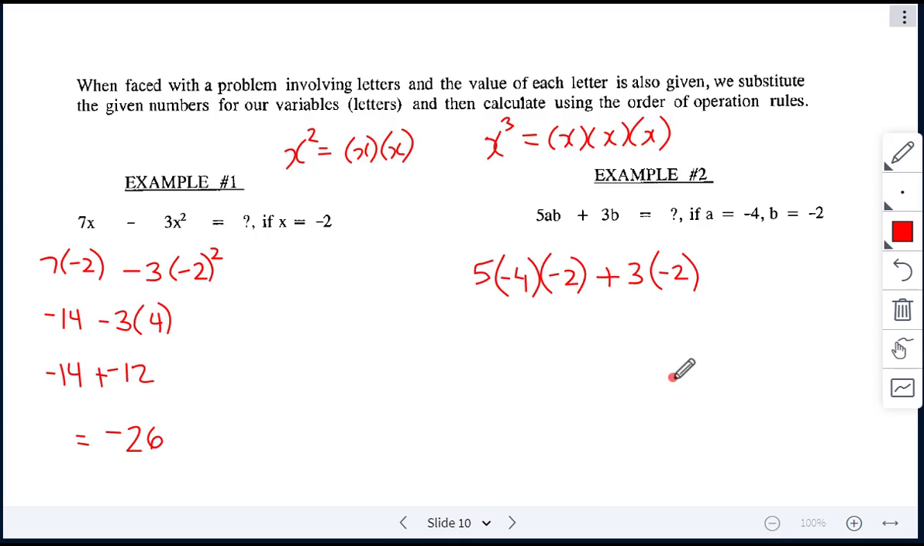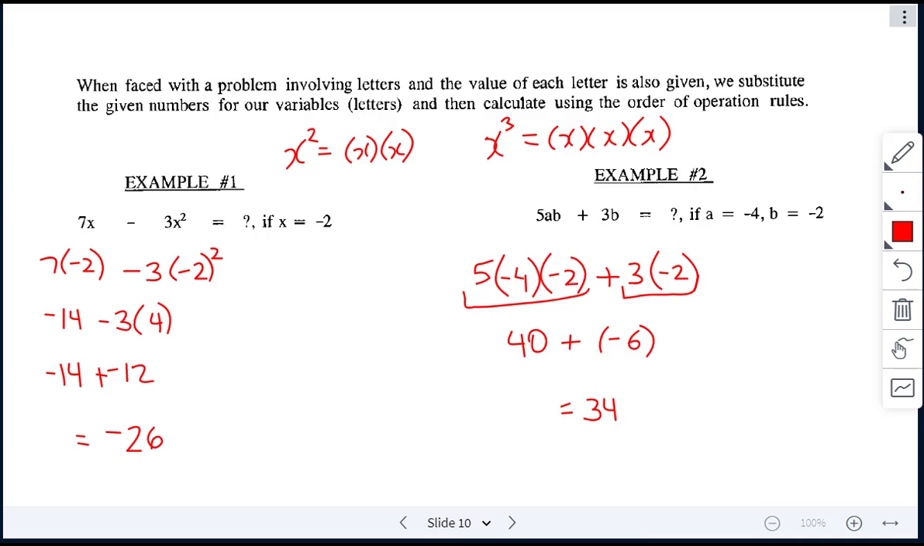So what we're going to do first is multiply this all out because it's 5ab. 5 times -4 times -2. That gives me +40. And then I'm going to work on this here, which is -6. So 40 plus -6, which is the same thing as 40 minus 6, which gives me a +34. I'm just going to leave it at 34.